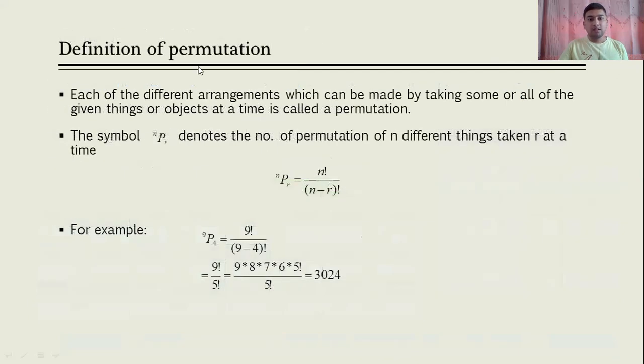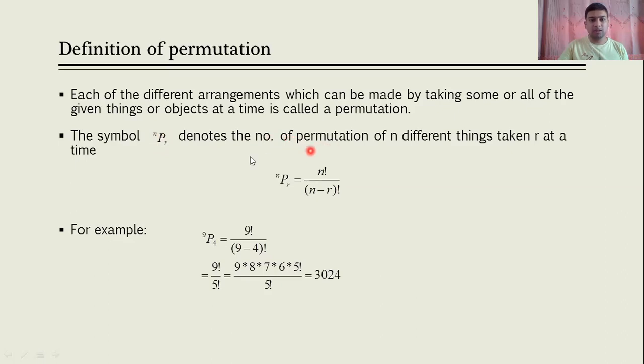Now let us see the definition. Each of the different arrangements which can be made by taking some or all of the given things or objects at a time is called a permutation. Now the symbol nPr denotes the number of permutations of n different things taken r at a time. What is P here? P is permutation.